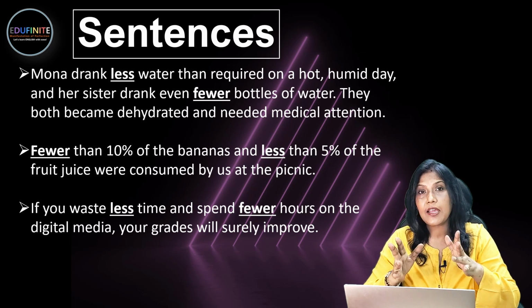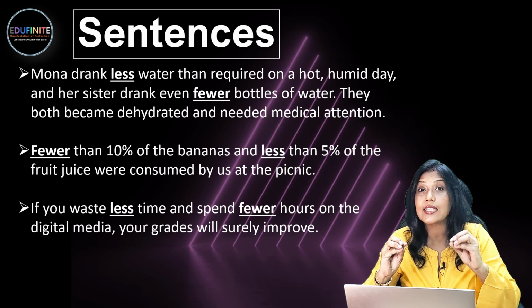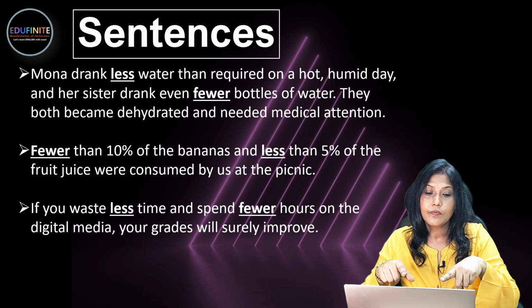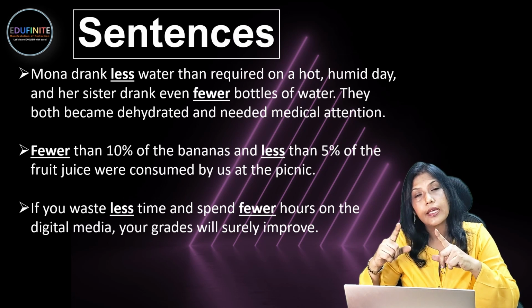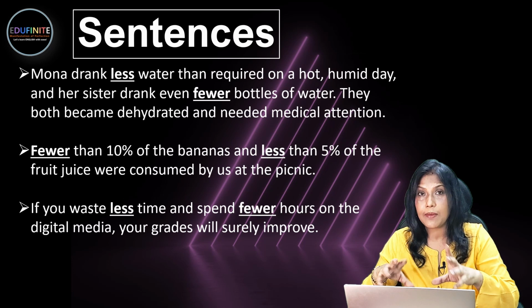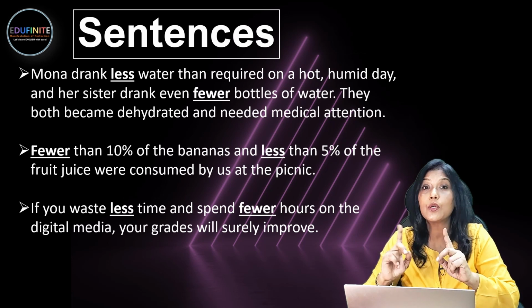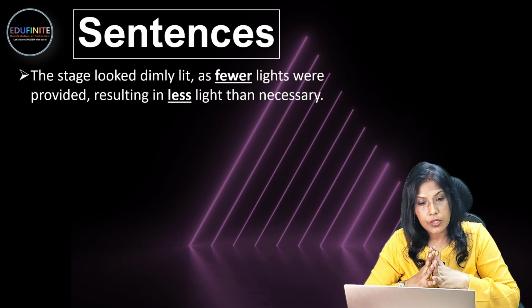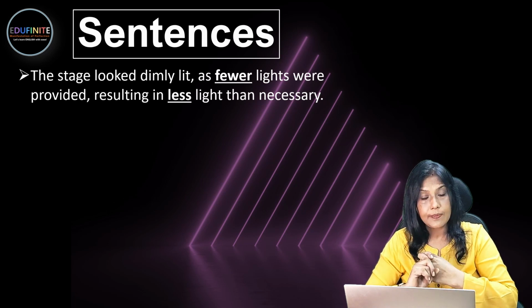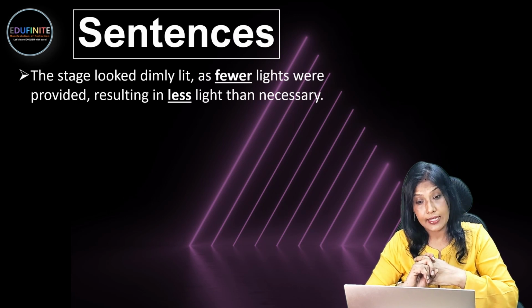Time. Time is an abstract noun. Hence, this is uncountable. So, we have used less before it. And hours, this is the unit of time. Hence, this is countable. So, we've used fewer with it because fewer goes with the countable noun. Well, the next sentence. The stage looked dimly lit as fewer lights were provided, resulting in less light than necessary.